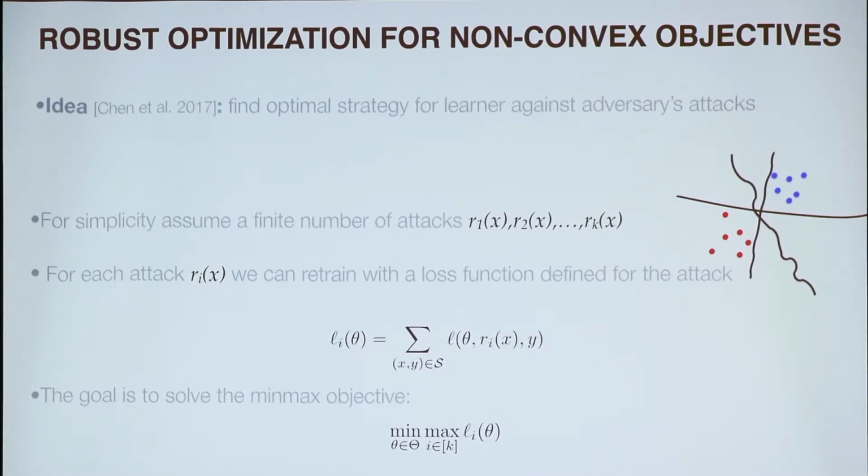So for simplicity right now, let's think of a case where we have a finite number of attacks, R1 through RK, that we can apply. For each one of them we can retrain a model. We define a loss function, Li, that is whatever your original loss function is, when you apply the adversarial attack on the data point. Now the goal is to solve the min-max problem, which is finding the equilibrium in this zero-sum game. You have a finite number of strategies for the learner and a finite number of strategies for the attacker, these different types of attacks. Your optimal strategy is to find this equilibrium in the zero-sum game.